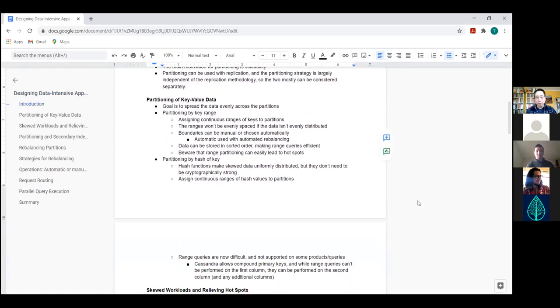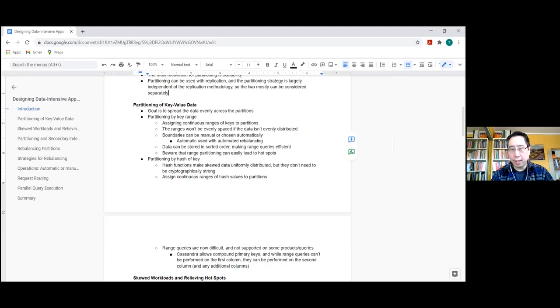So there's a couple main topics in the chapter. The first one is, how do you decide how you're going to split things up? Okay. And there's a couple main ways. So the first thing you could do is, if you're looking things up by a key, and this could be documents, could be whatever, but just thinking of it abstractly as just key value, you split up the key into ranges.